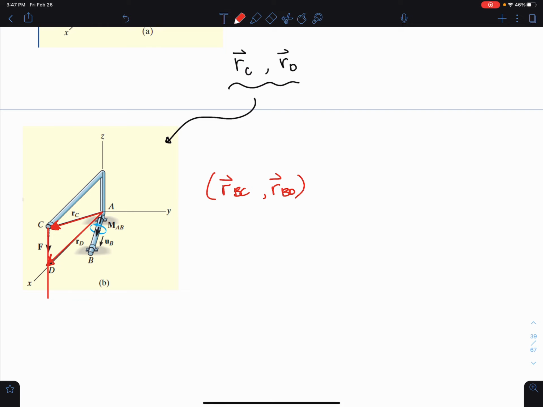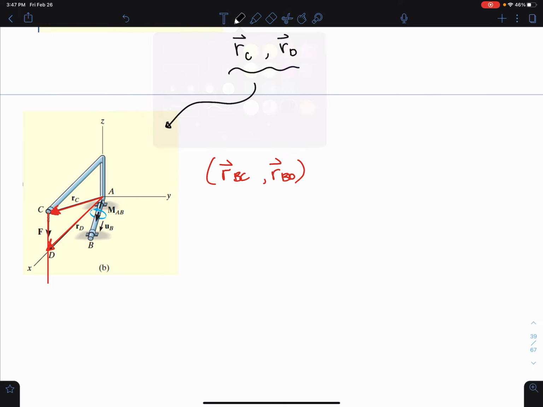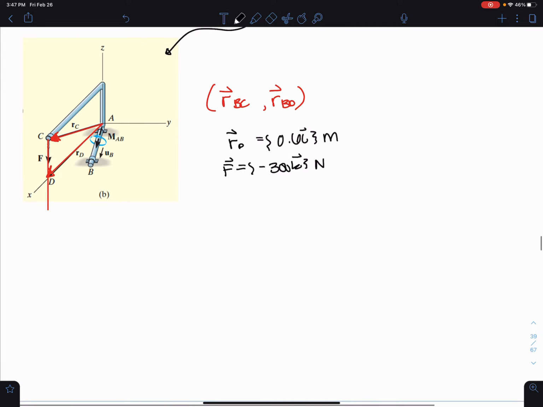Of course, you're going to want to select the most easily identifiable vector to put in. So for simplicity, I'm going to choose RD here. It acts directly along the x-axis. So all I have to deal with is 0.6i, and this is measured in meters. And my force vector is negative 300 in the k direction. This is in newtons. And I pretty much have everything I need now.